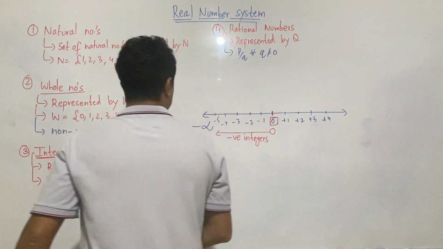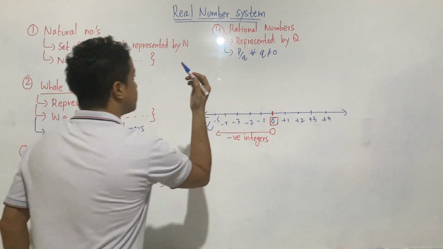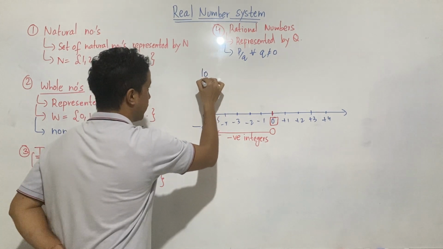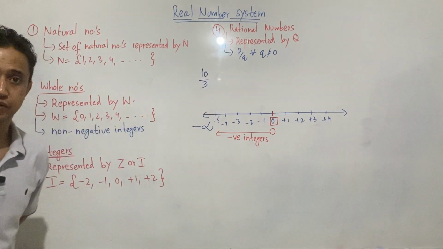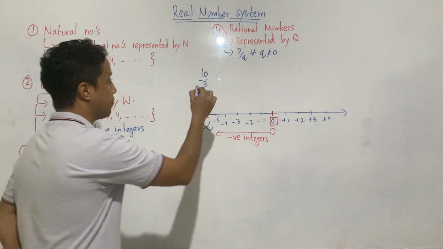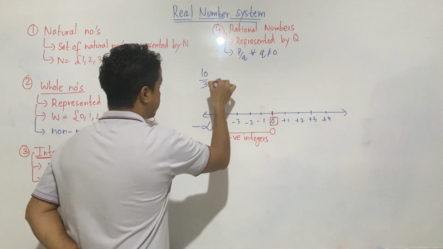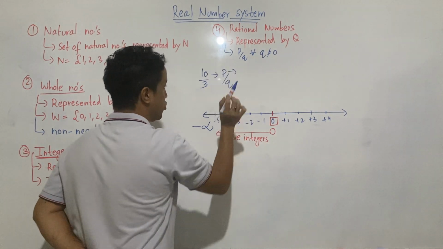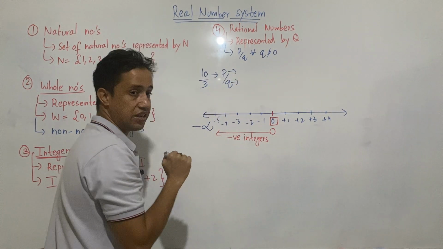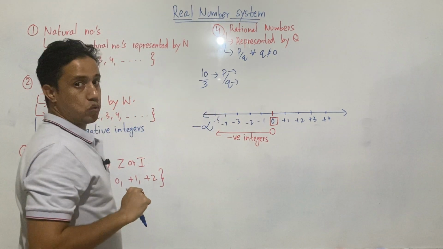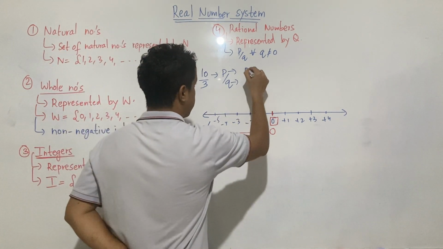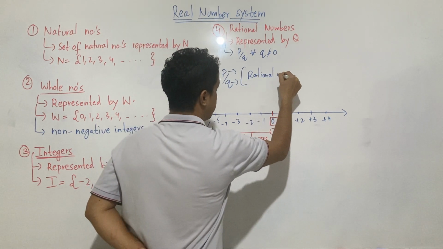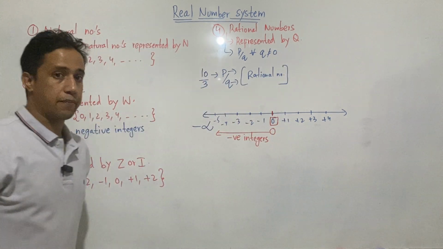Now see here, if you ask me about this number, yes, this number is a rational number. Why? Because here it is in the form of P by Q. Is P an integer? Yes. Is Q an integer? Yes. Is Q not equal to 0? Yes. So this is a rational number.